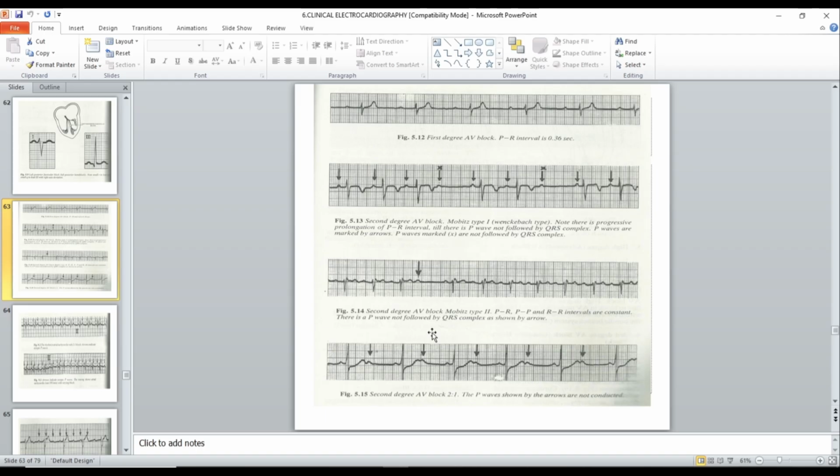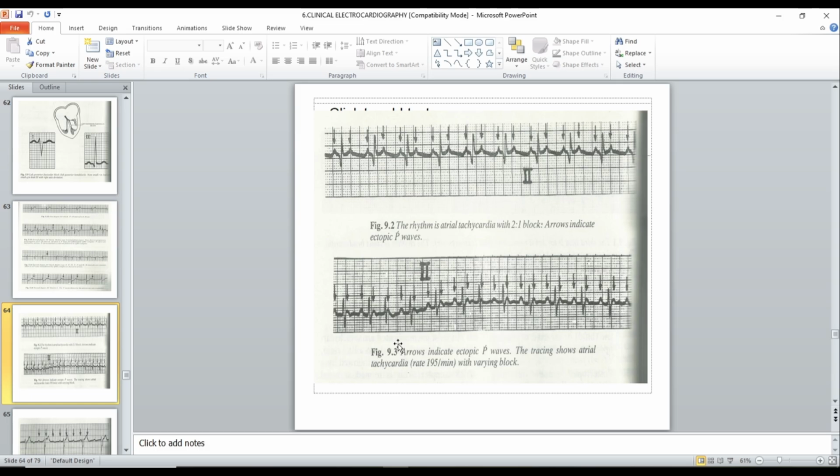In high degree AV block, there are different blocks: 2 to 1, 3 to 1, or 4 to 1, and sometimes irregular blocks. This is after two P waves, a QRS complex comes. Here is a regular 2 to 1 block. Again, this is 2 to 1 block. Here it is irregular, variable.